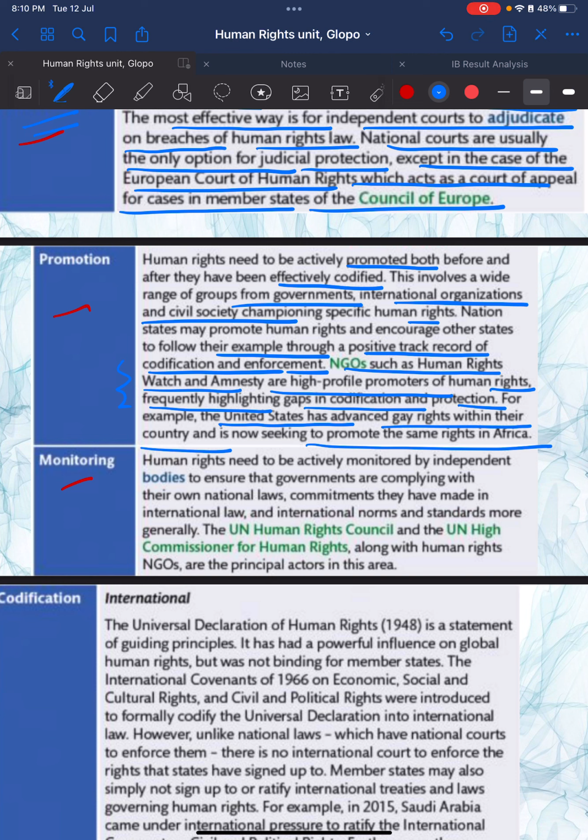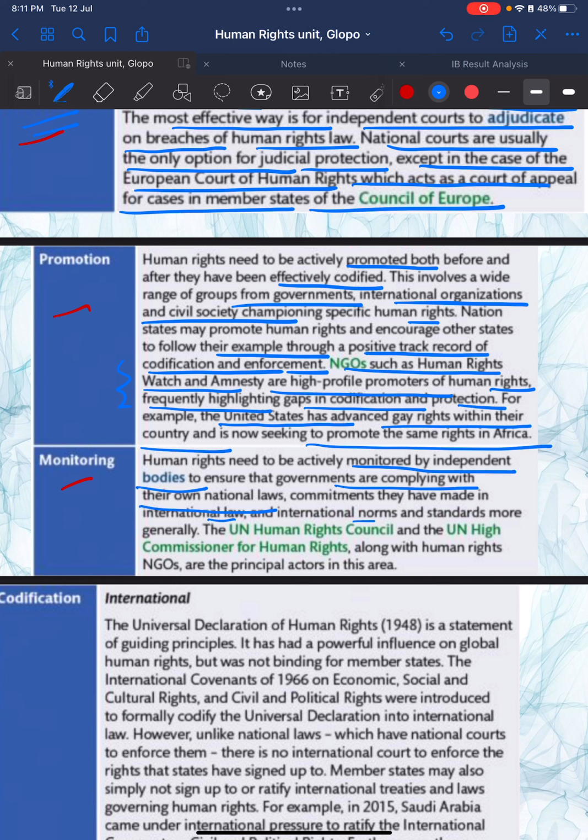Then lastly, it is monitoring. Human rights need to be actively monitored by independent bodies to ensure that governments are complying with their own national laws. So that means there need to be some independent bodies that should not be biased or get influenced by the government, and they need to make such a commitment that everything is smooth enough, all the rights of the people are protected safely. Governments are committed to codify the laws, to protect the laws also. So monitoring, independent bodies, right?